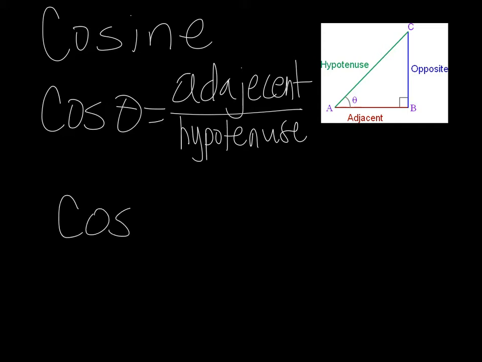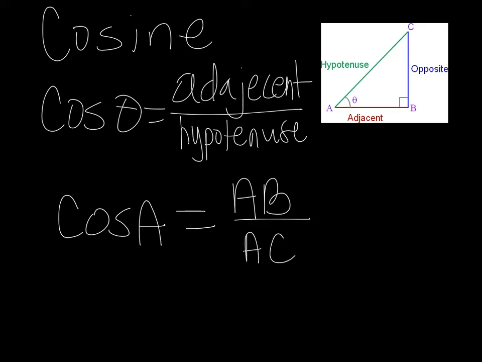I have cosine of angle A, which is our reference angle, equals the side adjacent to angle A, which is AB, over the hypotenuse, which we know is directly across from the 90-degree angle, like it says here, which means this would be line AC. We will look more at cosine in the next example.